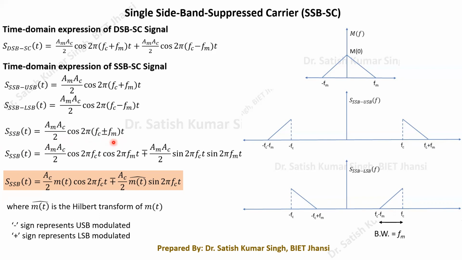Okay, so that will be giving you cos A cos B plus sin A sin B. So that trigonometry formula we have to use, and this equation will become like this.